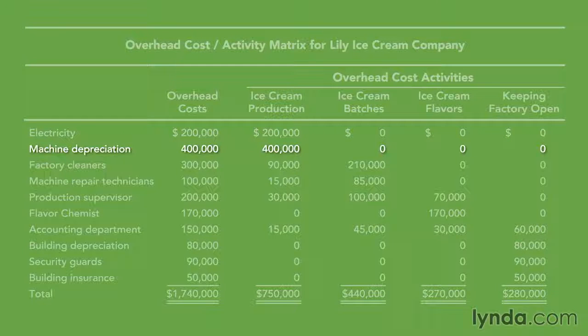Notice how the costs in the rows representing these overhead costs have been assigned to the associated overhead cost activity column. Our goal is to assign all $1.74 million in overhead costs to one of the 4 overhead cost activity columns. Now, some overhead costs are split among activities. For example, some of the factory cleaner costs are associated with the number of gallons of ice cream produced, and some are associated with the number of batches produced.